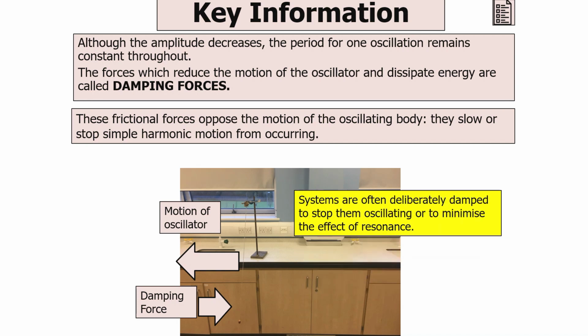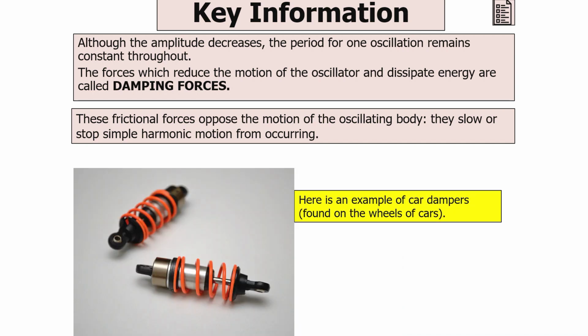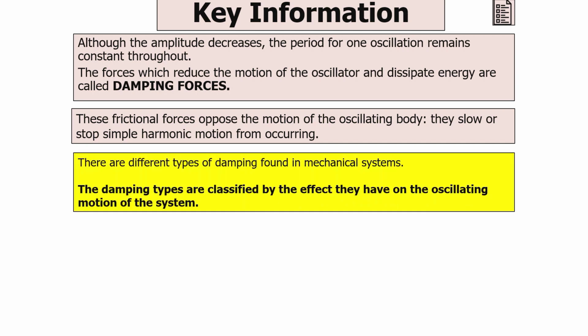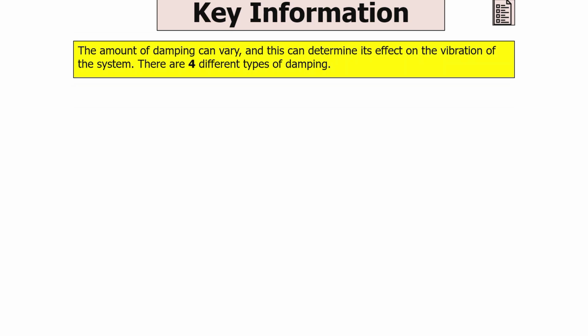Systems are often deliberately damped to stop them oscillating or to minimize the effect of resonance. Parts of systems which are designed to produce dampening forces are called dampeners. Here are some examples of car dampeners found on the wheels of cars. The dampening types are classified by the effect that they have on the oscillating motion of the system. The amount of dampening can vary, and this can determine its effect on the vibration of the system. There are 4 different types of dampening.